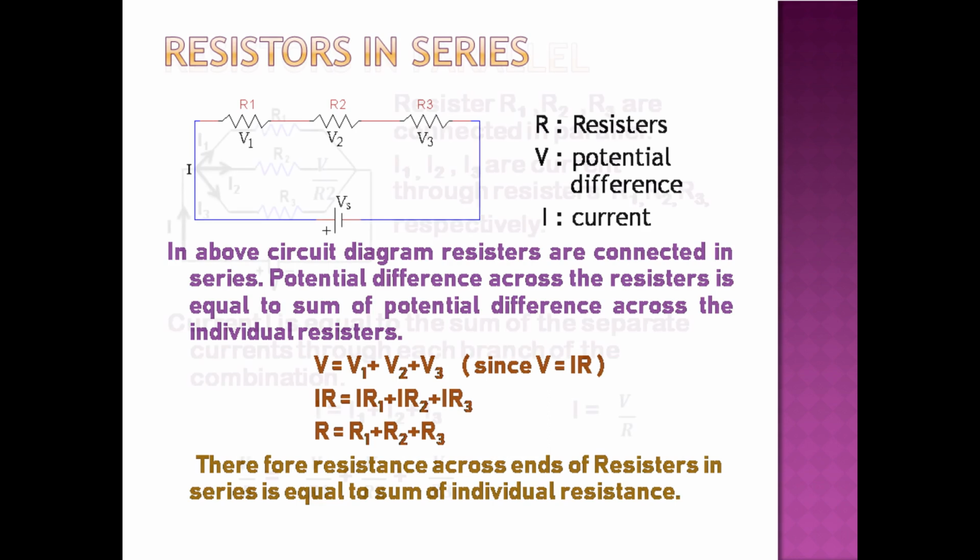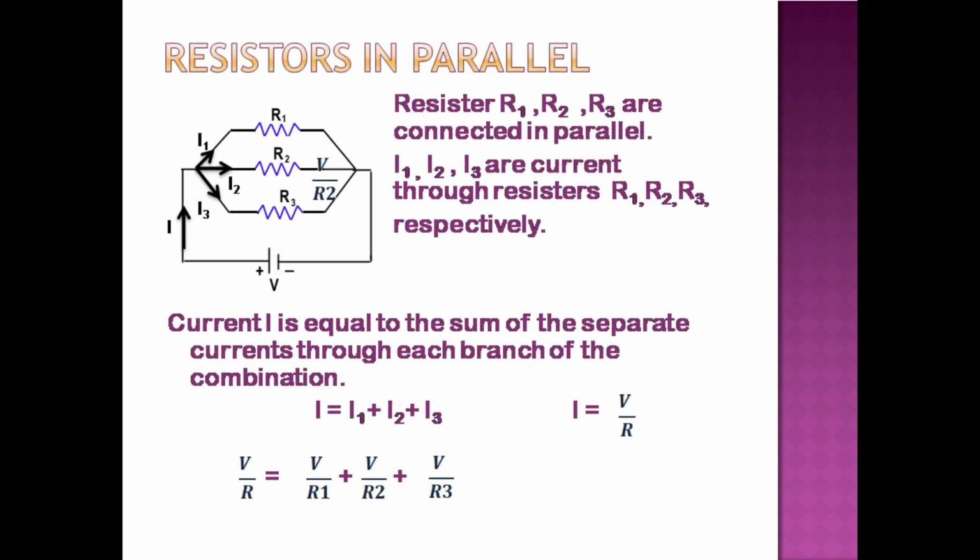Resistors in parallel. Resistors are connected as shown in the circuit diagram. Resistors R1, R2, R3 are connected in parallel and the current through each resistor is different. I1, I2, I3 are the currents through resistors R1, R2 and R3. Current I is equal to the sum of the separate currents through each branch of the combination. I is equal to I1 plus I2 plus I3.